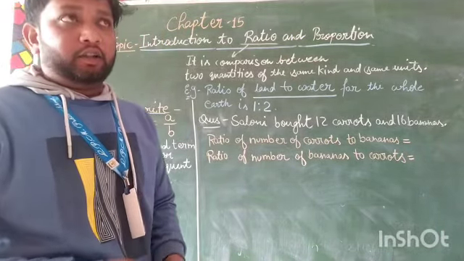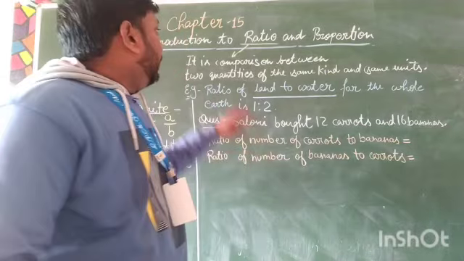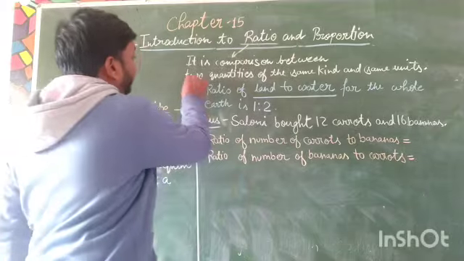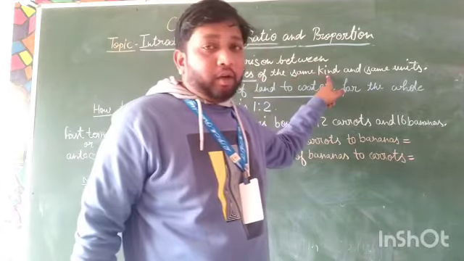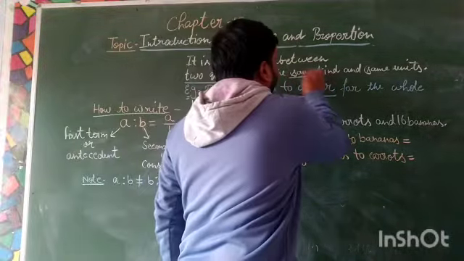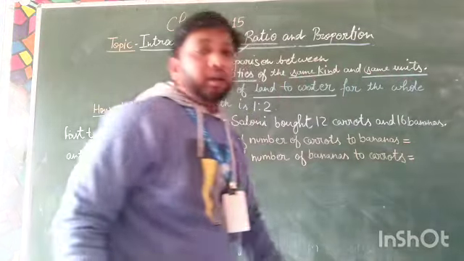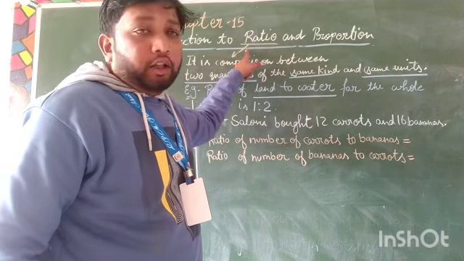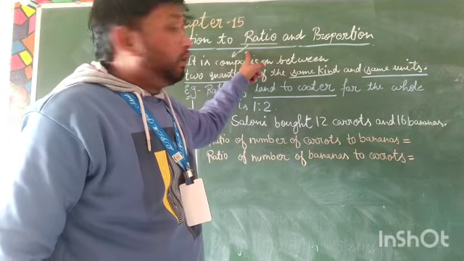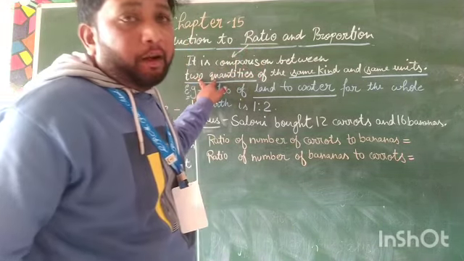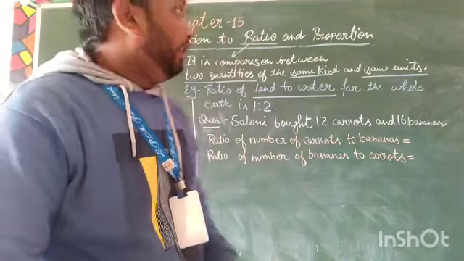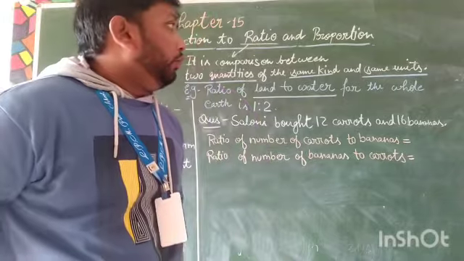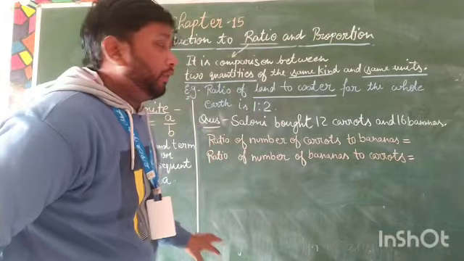We can define ratio as the comparison between two quantities. Ratio is a comparison between two quantities of the same kind. The quantities should be of the same kind and the units of the quantities must be the same. If we are talking about the ratio, it is the comparison between two quantities, and the quantities must be of the same kind and have the same units.